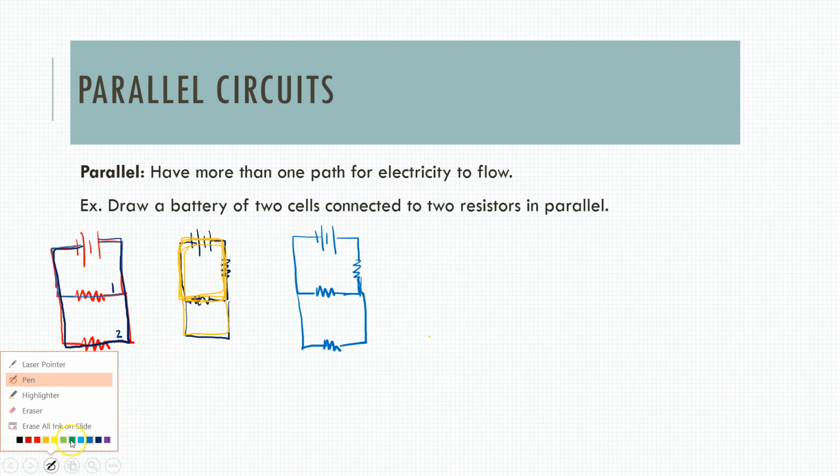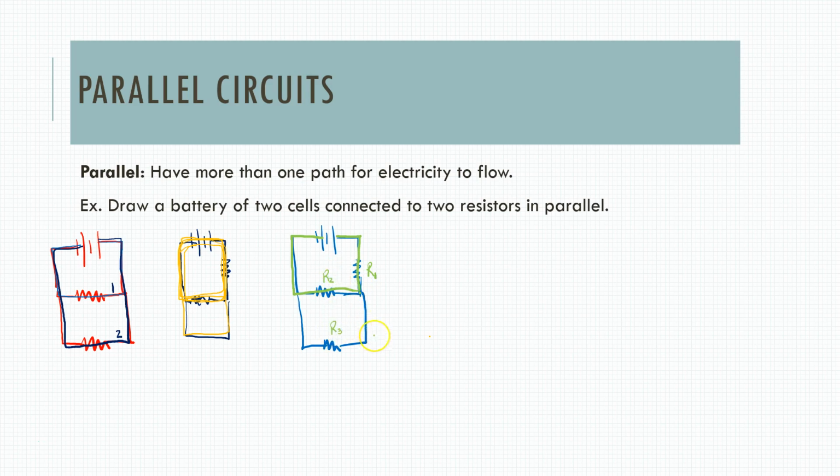If I use, let's use green, maybe I won't lose it as bad. If I start out at the top and I go through the first resistor and the second resistor and go back to the battery, these two resistors, we'll call it R1 and R2. These two resistors are in series with each other. But R2 is in parallel to R3. R1 also happens to be in series with R3.